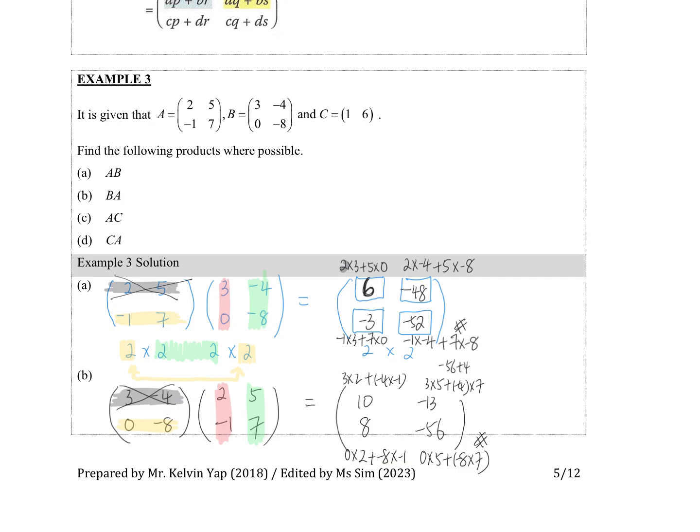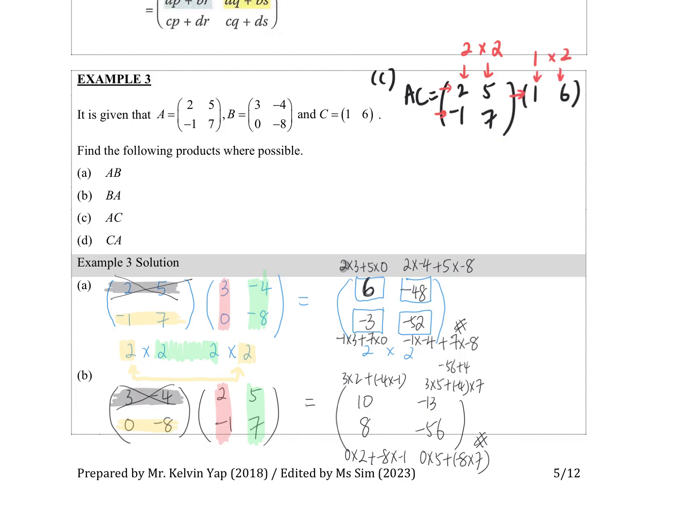So when we multiply matrices, for instance, A times C. Part C is A times C. A is 2, negative 1, 5, 7, and C is 1, 6. First things first, write down the order. The order is always row times column. So A is a 2 by 2 matrix here. For C, it's 1 row, 2 columns, so it's a 1 by 2.